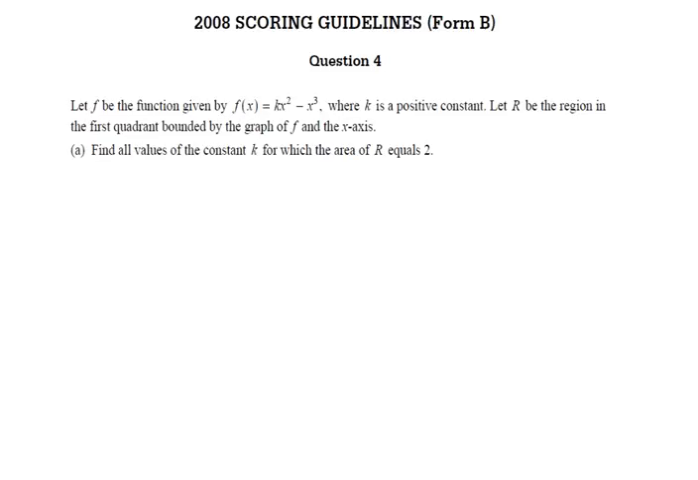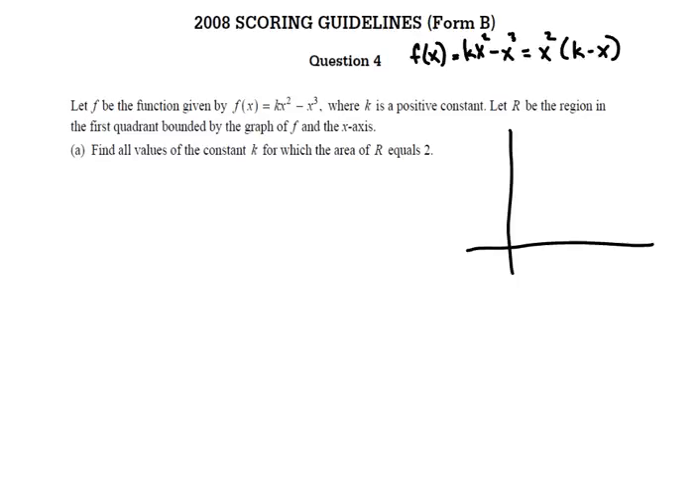For 2008 Form B question 4, we have this function f of x is kx squared minus x cubed, where k is some positive constant. And R is going to be the region in the first quadrant that's bounded by the graph of f and the x-axis. Well, even though we don't know what k is, if we were to factor out an x squared in that function, we would get x squared times k minus x.